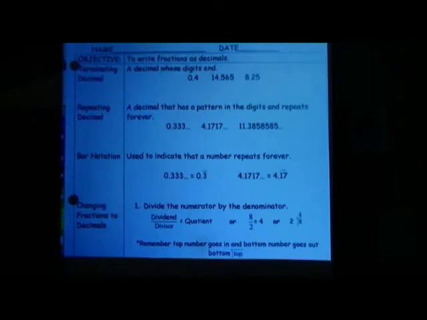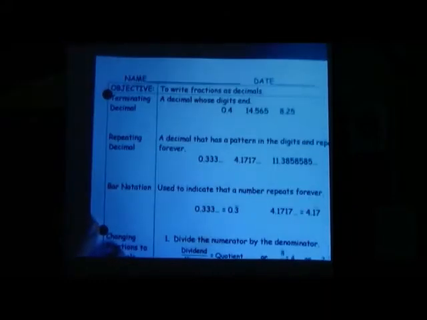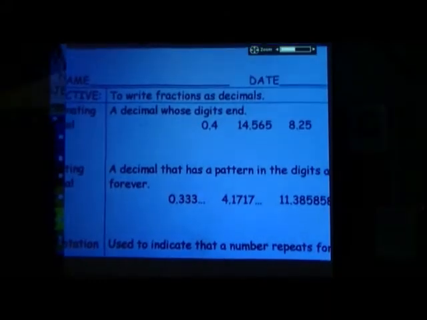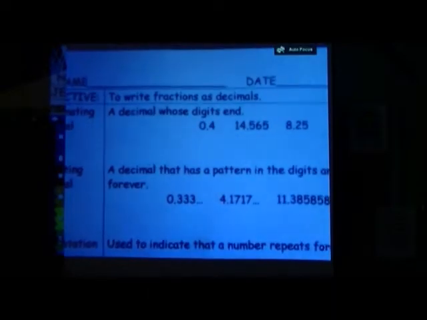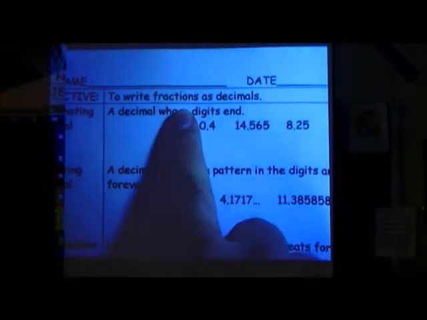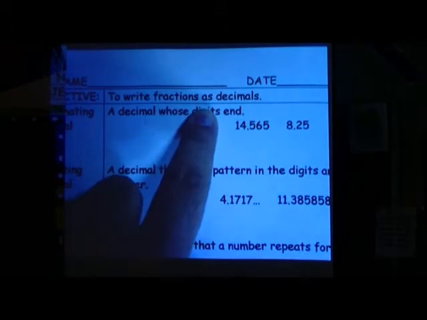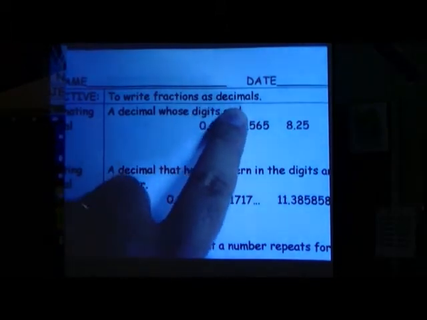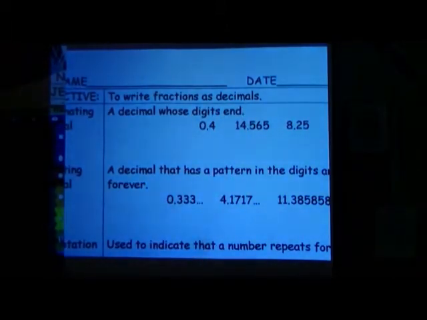Okay, in this video I am going to show you how to write fractions as decimals. I'm going to do that by helping you with your class notes that you can download from my website. These class notes are called Fractions as Decimals, converting fractions to decimals.